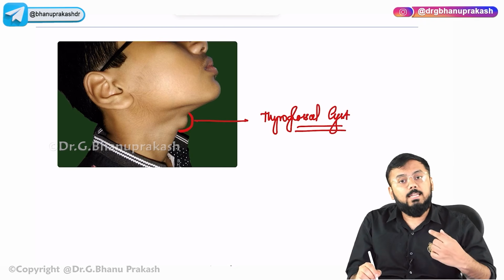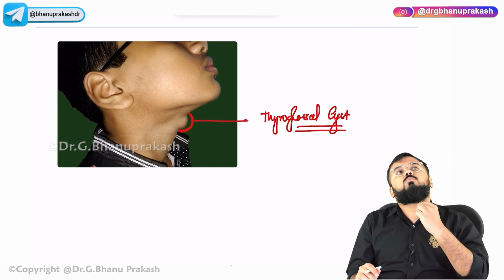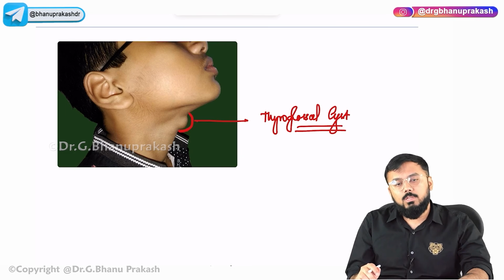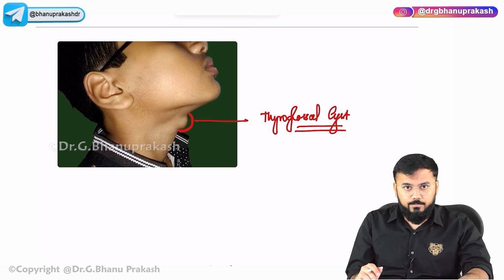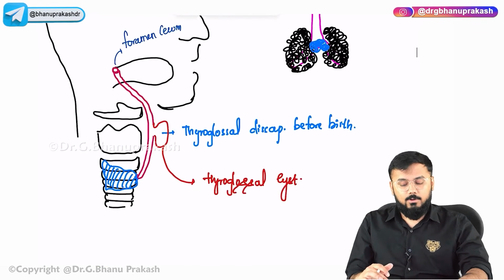When you protrude the tongue outside, this cyst moves. If the cyst moves up when you protrude the tongue outside, that is your thyroglossal cyst. Clear? So this is your thyroglossal cyst, and this is how the development of your thyroid gland happens.